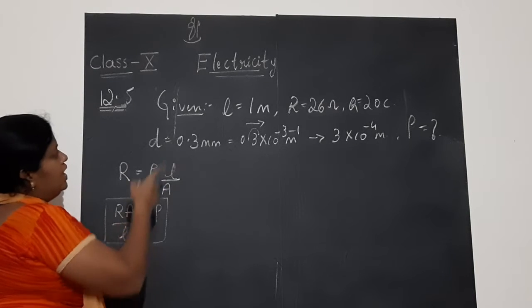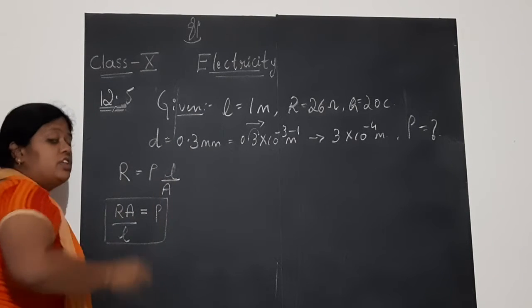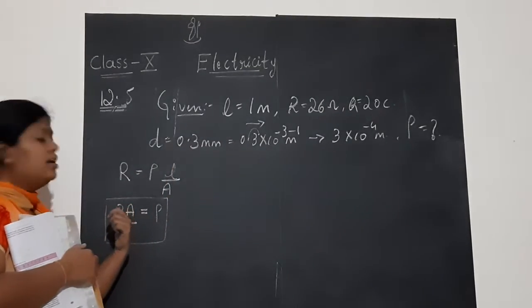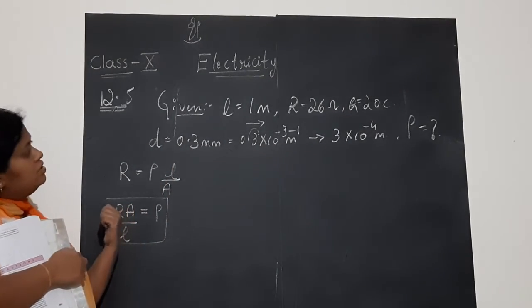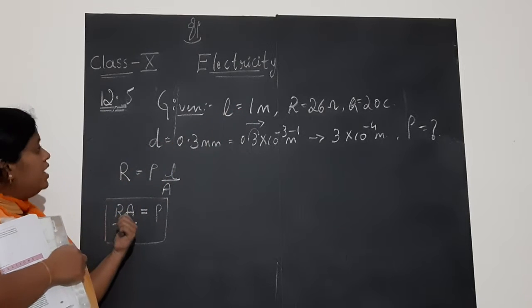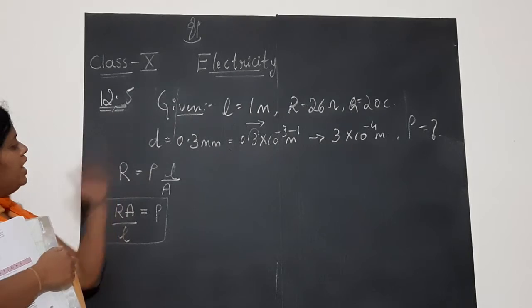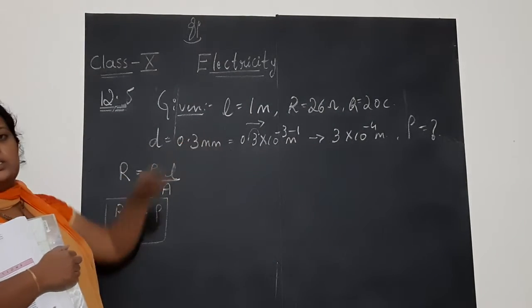For this formula, let us make the substitution. Before substituting, let us make sure that we have all the quantities on the other hand side. Resistance, do we know? Yes, R is 26. Area, do we know? No, they have not given area. But diameter is given. Length, do we know? Yes, it is 1 meter.